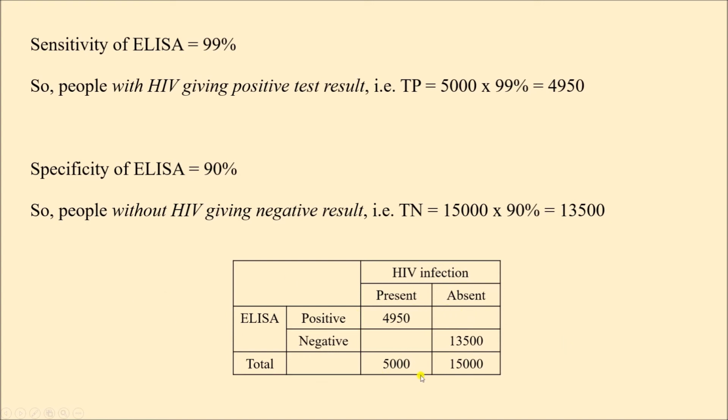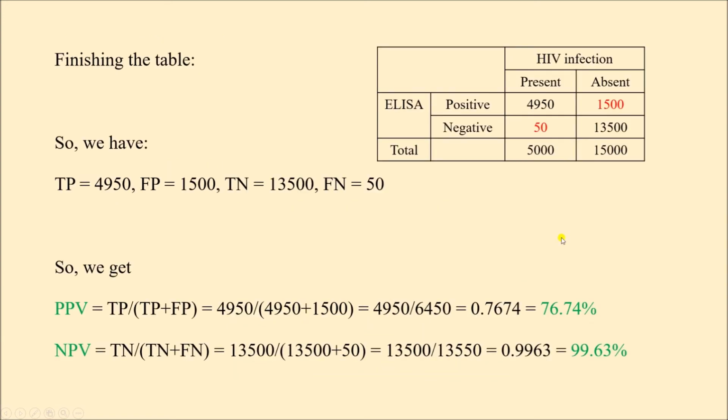We can see the total number of people with infection is 5,000. Of them, true positive is 4,950, whereas people without infection is 15,000, and of them 13,500 people are true negative. So we have true positive and true negative value, and of course since we have the column total here and here and we have two values here, we can calculate the rest of the part. So the people with HIV infection but giving negative result, that means false negative, is 5,000 minus 4,950, that is 50.